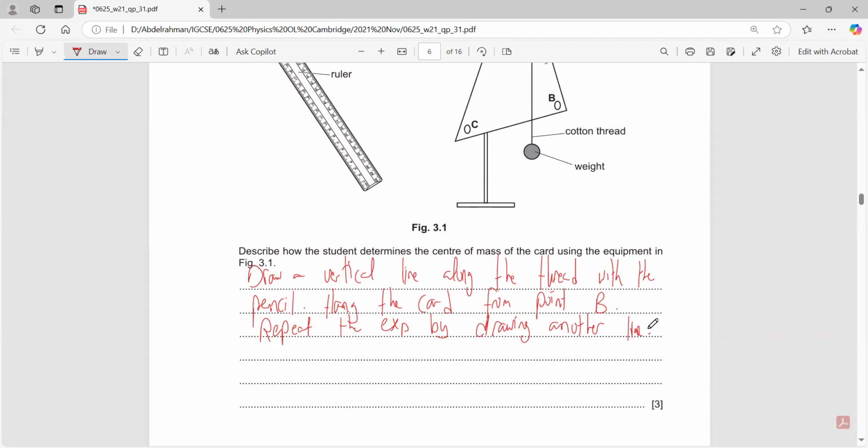By drawing another line, the center of mass is the point of intersection of these two lines. Drawing a vertical line and then repeating the experiment from another point. The intersection of these two lines would be the center of mass.